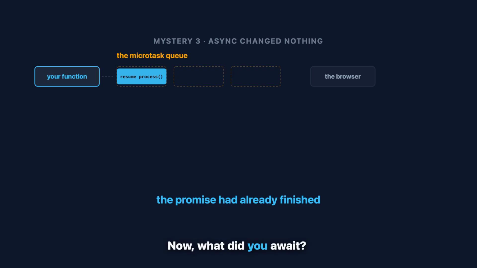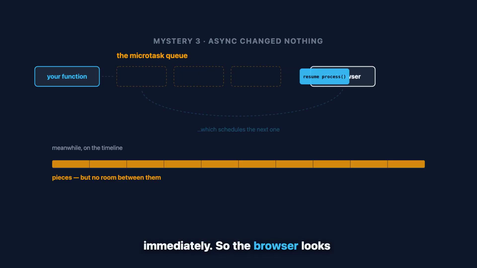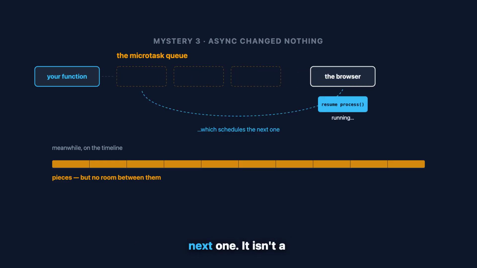Now, what did you await? Promise.resolve. A promise that had already finished before you even awaited it. So there is nothing to wait for, and the instruction to restart your function goes onto that list immediately. So the browser looks at the list, and there's a job on it. It runs that job, which is your loop carrying on. And your loop immediately schedules the next one.